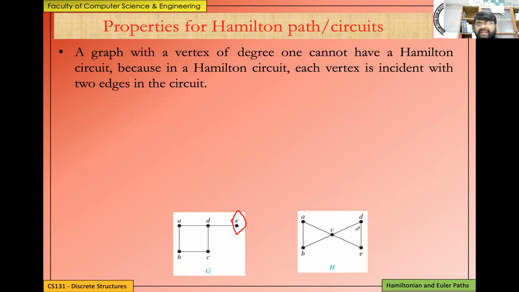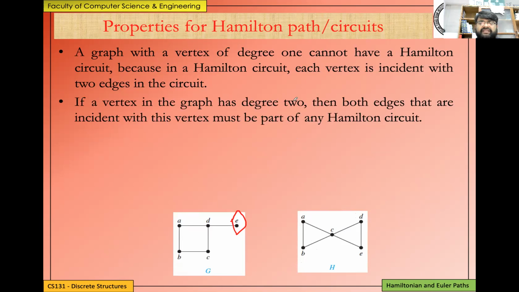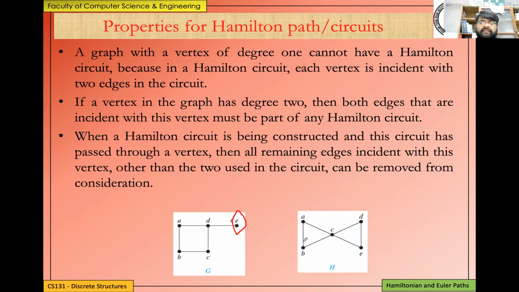On the other hand, this one may contain a Hamilton circuit because at least there is no vertex with degree 1. Although, again, it will not contain a Hamilton circuit, and we'll see why. If a vertex in the graph has degree 2, then both edges that are incident with this vertex must be part of any Hamilton circuit. So when a Hamilton circuit is being constructed and this circuit has passed through a vertex, then all remaining edges incident with this vertex other than the 2 used in the circuit can be removed from consideration.